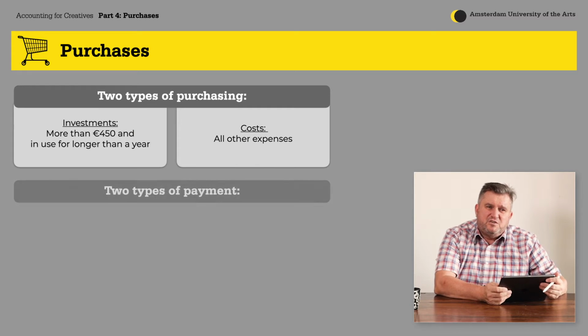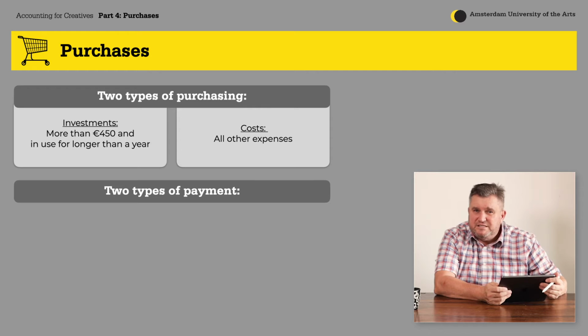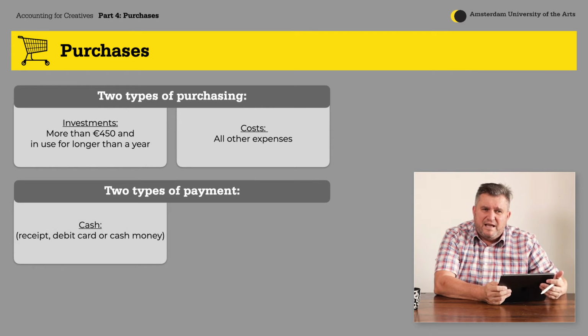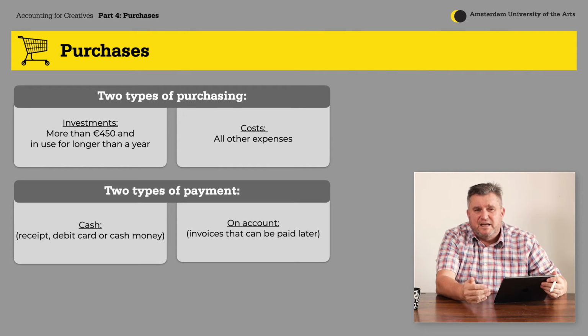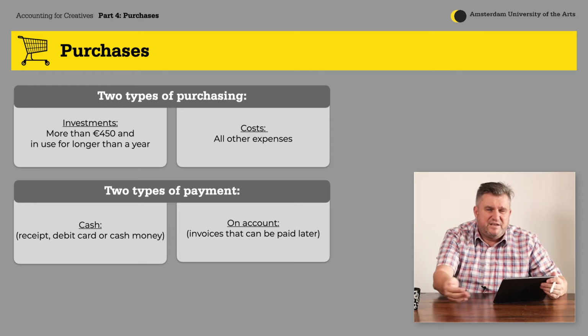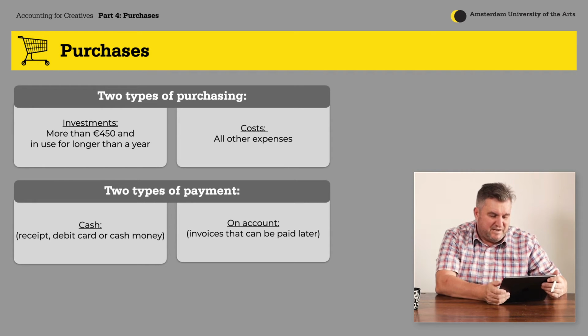Then with these purchases we also divide two types of payments. You can pay immediately, like with cash money or with a debit card or credit card, so there is no debt existing to your supplier. Or you can pay on account, which means you get an invoice and this invoice needs to be paid within a number of days. You could actually have a third one, when you pay upfront and later you get your goods or your services, but let's keep it simple for now. So two types of purchasing, investments and costs, and two types of payments, cash and on account.